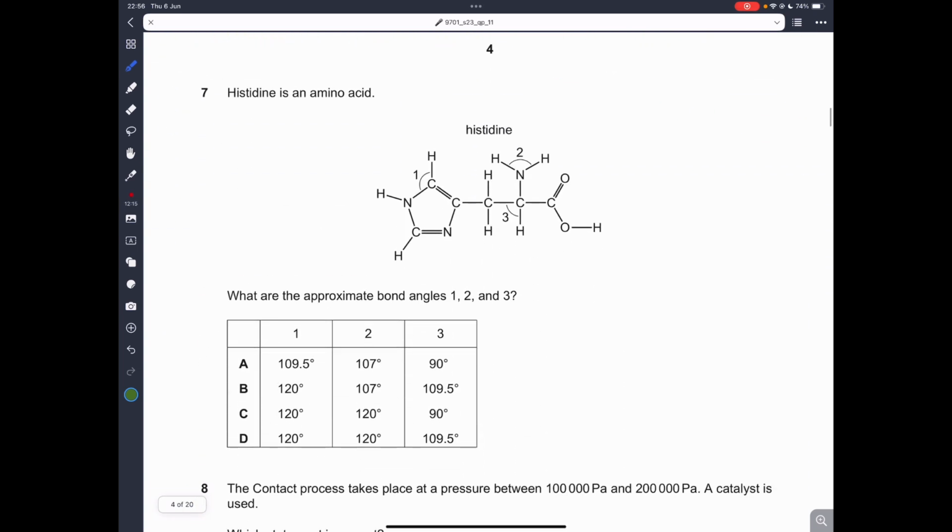Question 7. Histidine is an amino acid. What are the approximate bond angles 1, 2, and 3? Well, you have to use VSEPR theory.